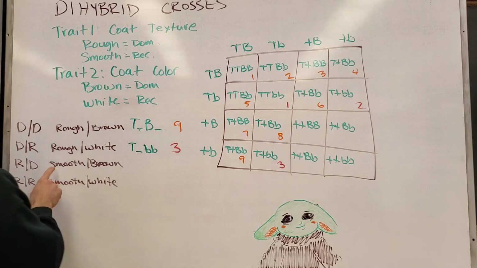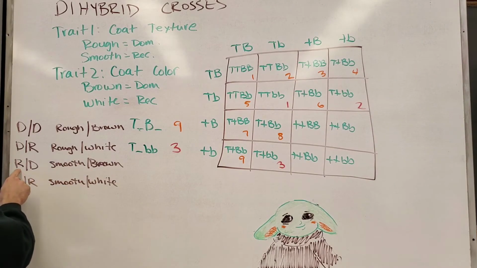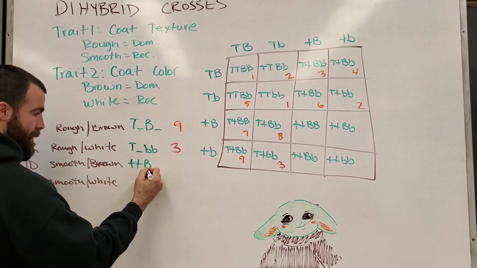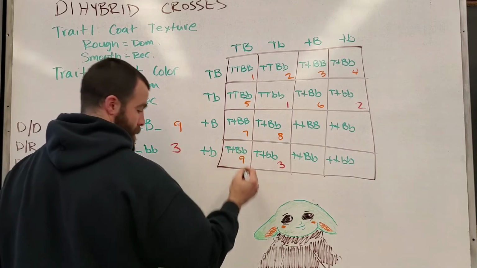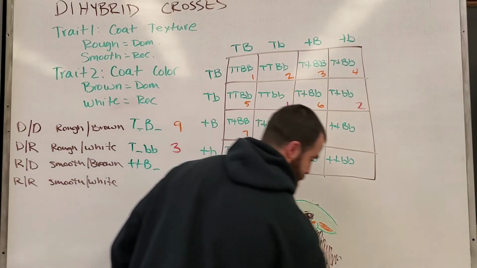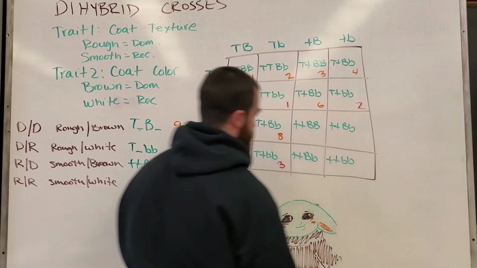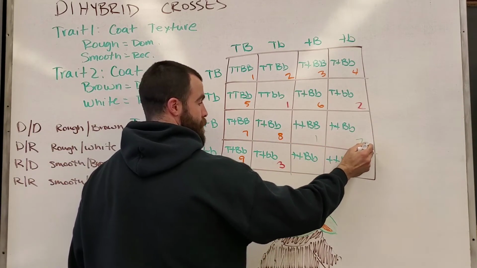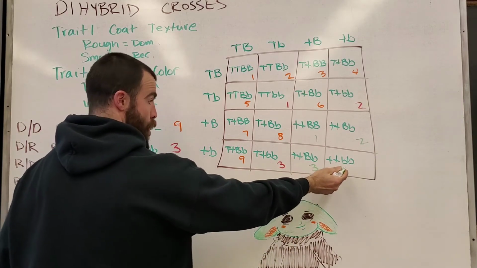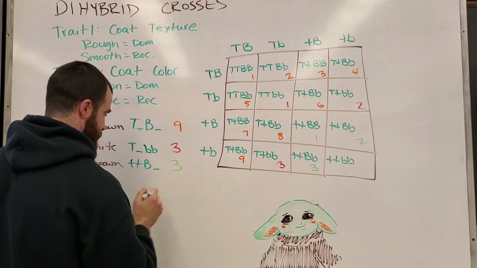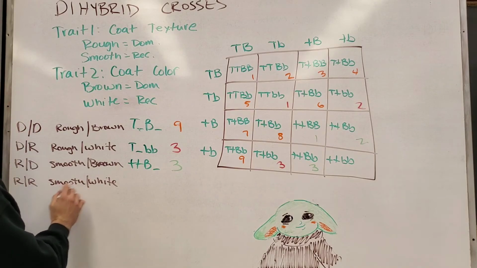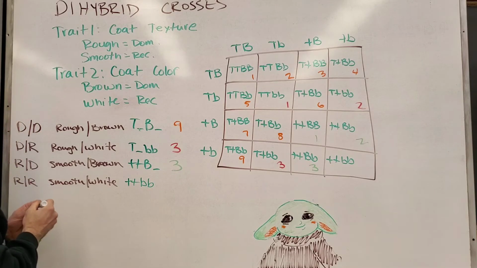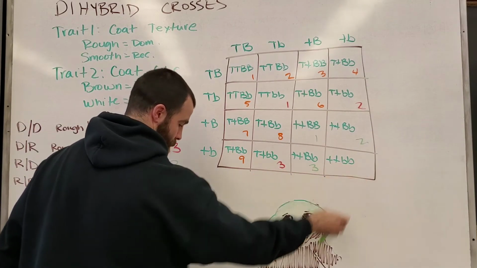Next, smooth and brown. So we're looking for a recessive, so it's going to be little t, and then dominant, a big B, and the next one doesn't matter. We'll go green. All little t's, at least a big B. 1, 2, 3, nope. So we got 3. And the last one is smooth and white, both are recessive, so it's going to be little t, little t, little b, little b. How many of those do we have? 1.